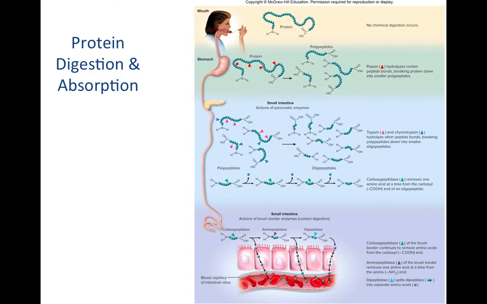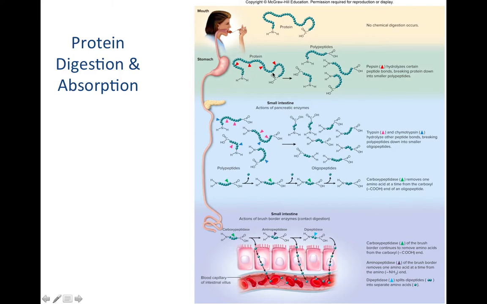Protein digestion and absorption is a little bit more straightforward. So if we look at this general process, here we are in the mouth. You consume this protein, maybe some meat, maybe some beans or cheese. In the mouth, you don't have any chemical digestion occurring, just the mechanical digestion where you mash it up.